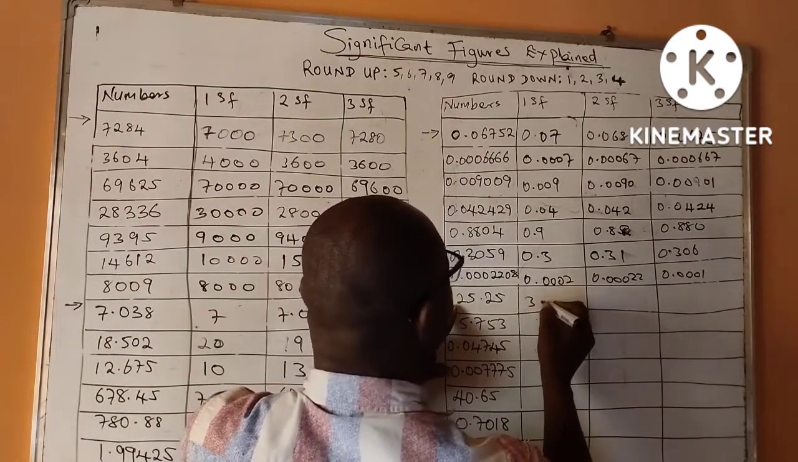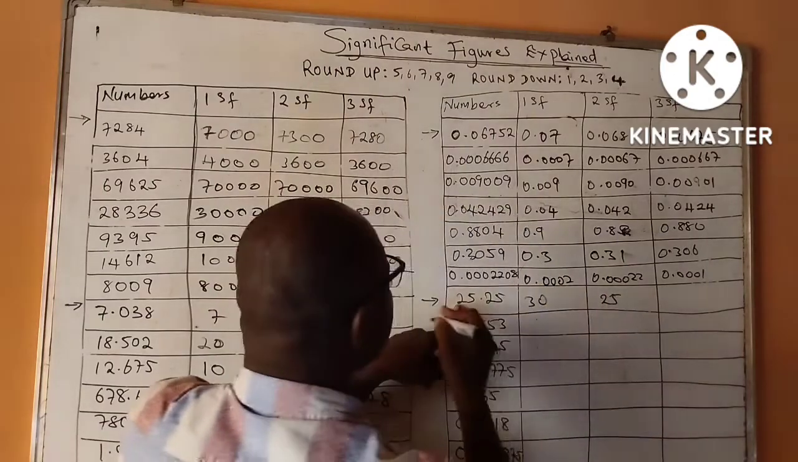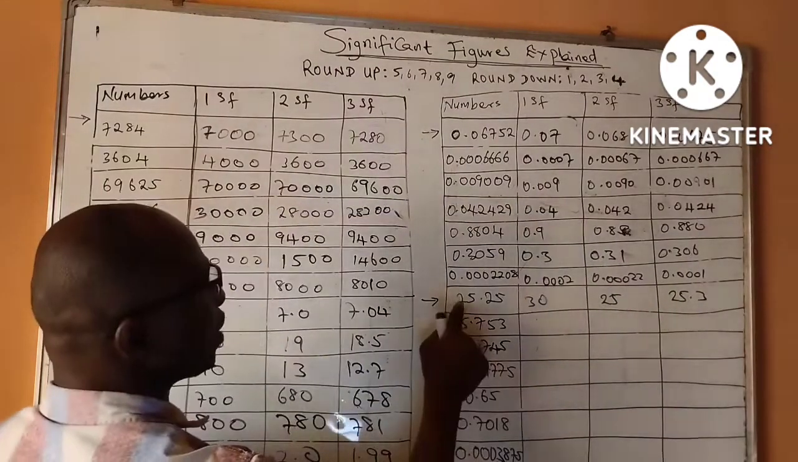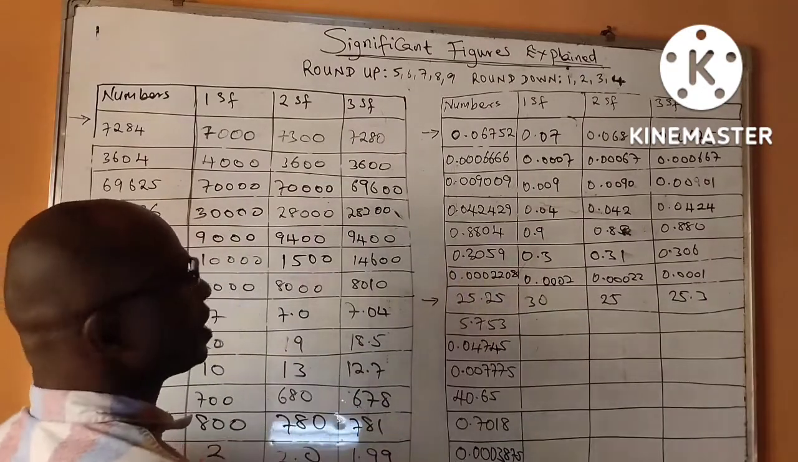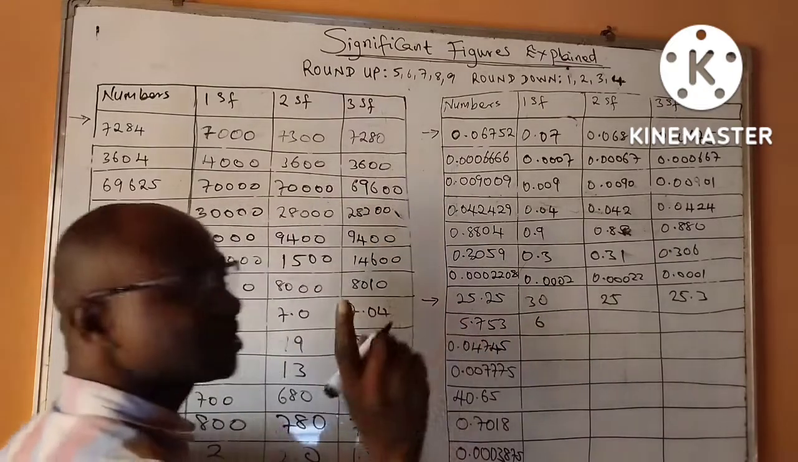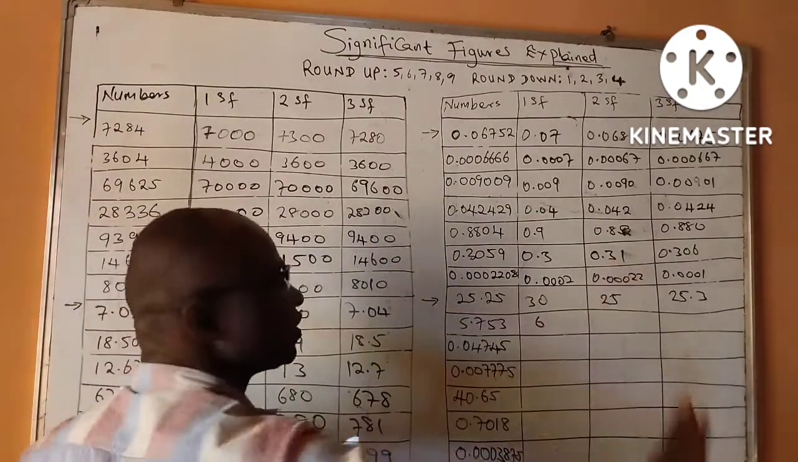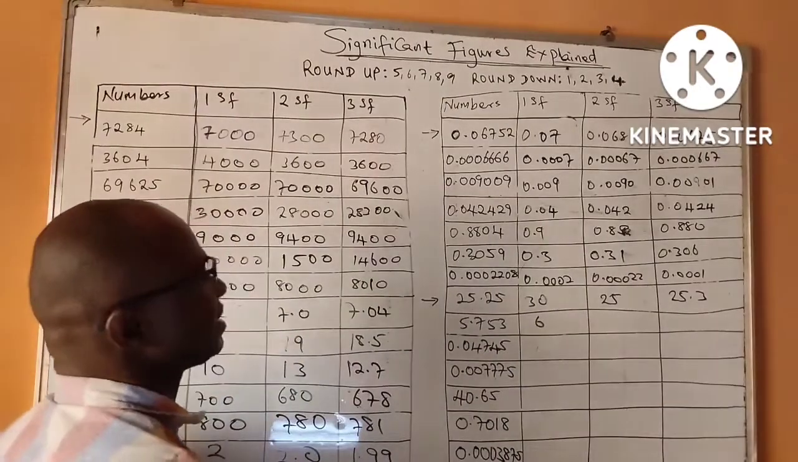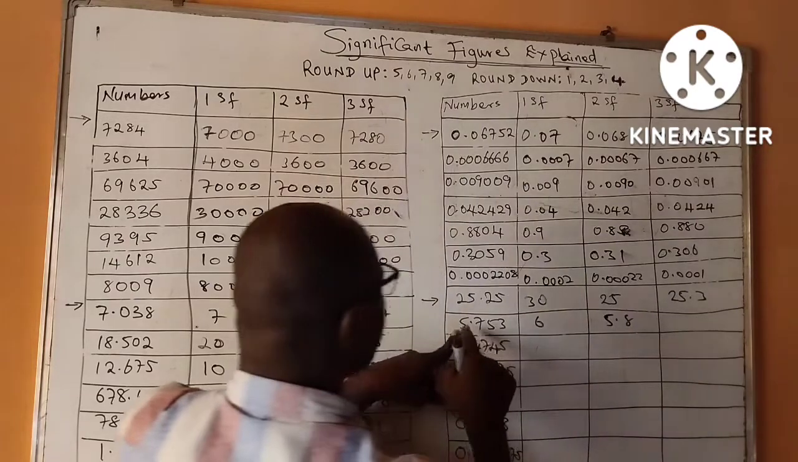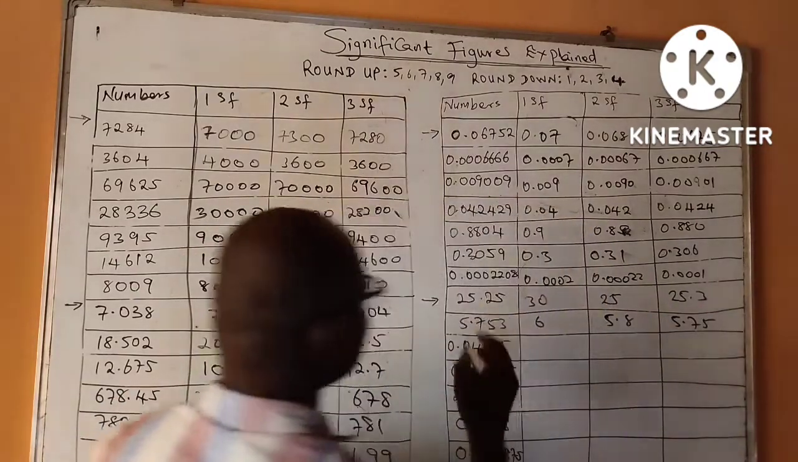Here, we give me 30. Here, we give me 25. Here, we give me 25.3. Look at it, 1, 2, 3. I round up. Next, here, we give me just 6, to 1 significant figure. Next digit, you round it up. Cut off the remaining decimal part of it. 1, 2, I have 5.8. 1, 2, 3, I have 5.75.